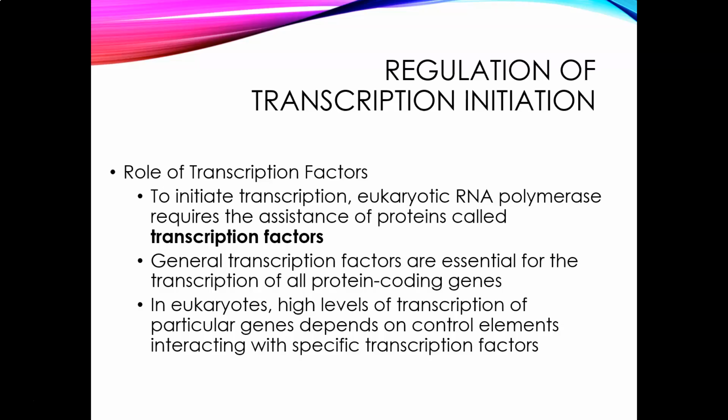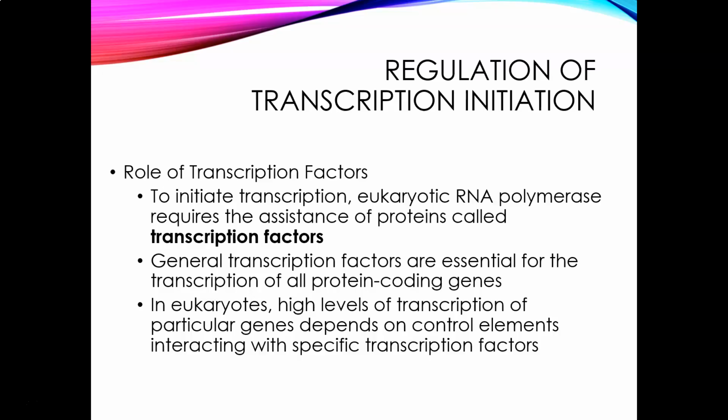So let's talk transcription factors, which can be some of those binding elements. To initiate that transcription, eukaryotic RNA polymerase requires the assistance of these proteins called transcription factors. These general transcription factors are essential for all protein coding genes. It's really their ability to get everything in its proper place on that promoter region of the DNA to ensure the efficiency of that RNA polymerase being able to open up the DNA double helix and effectively read through that RNA coding region and make that messenger RNA.